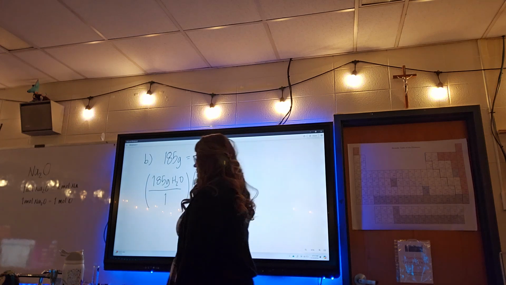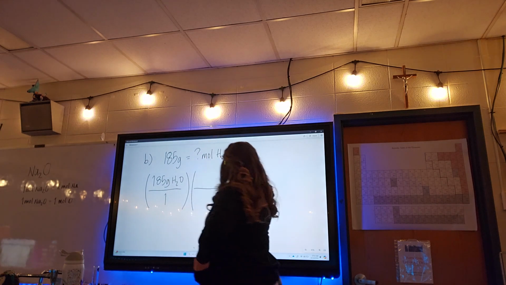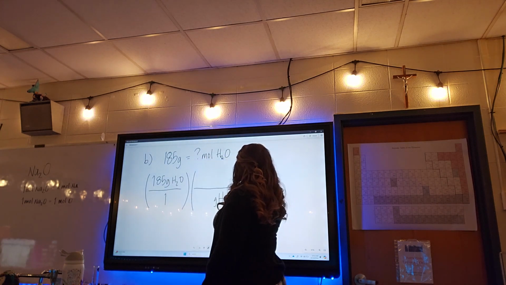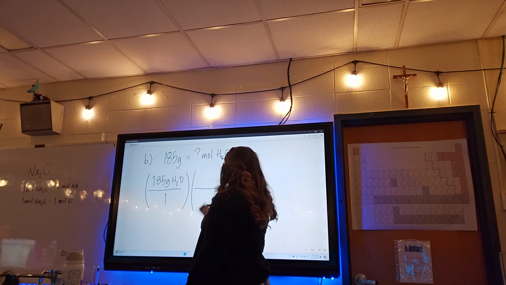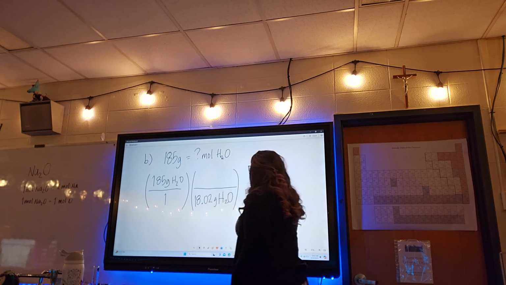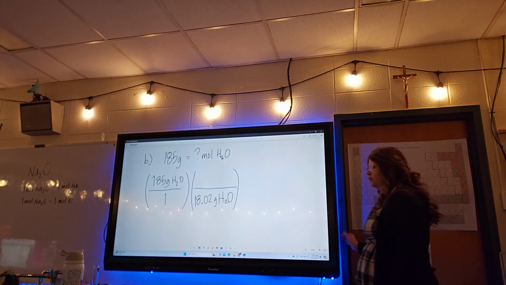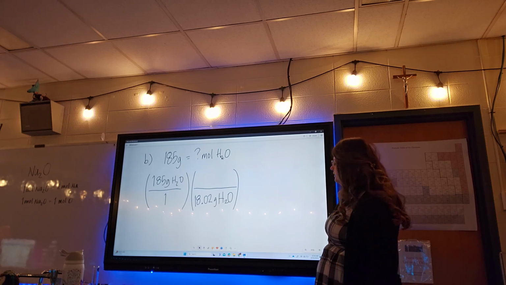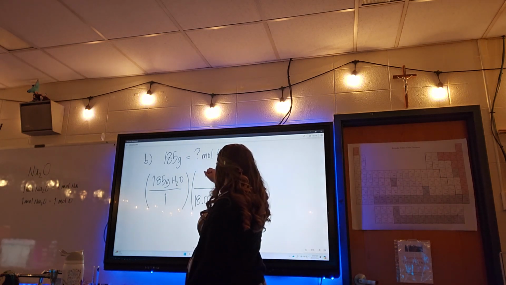FW stands for formula weight. For formula weight, yep. Okay, so grams of H2O needs to go on the bottom. What did you calculate for a formula weight? 18.02. How do I know that? Well, I've got two H's. They're at 1.01 each. And then oxygen is 16. So 18.02. What unit goes on top of this fraction?